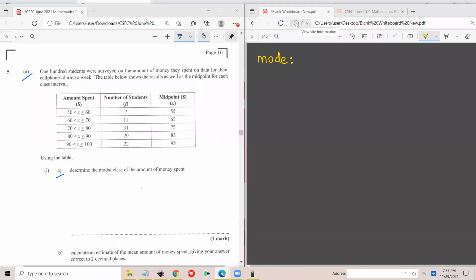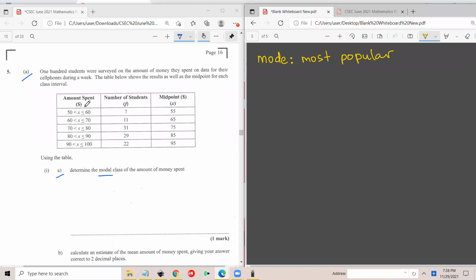Ask ourselves, what are we measuring here? Apparently, it's students, and different students apparently get different amounts of money to spend. That is what it seems like, okay? Whenever you hear the word mode or modal, right? Mode or modal basically means most popular. So look at the amount of students.